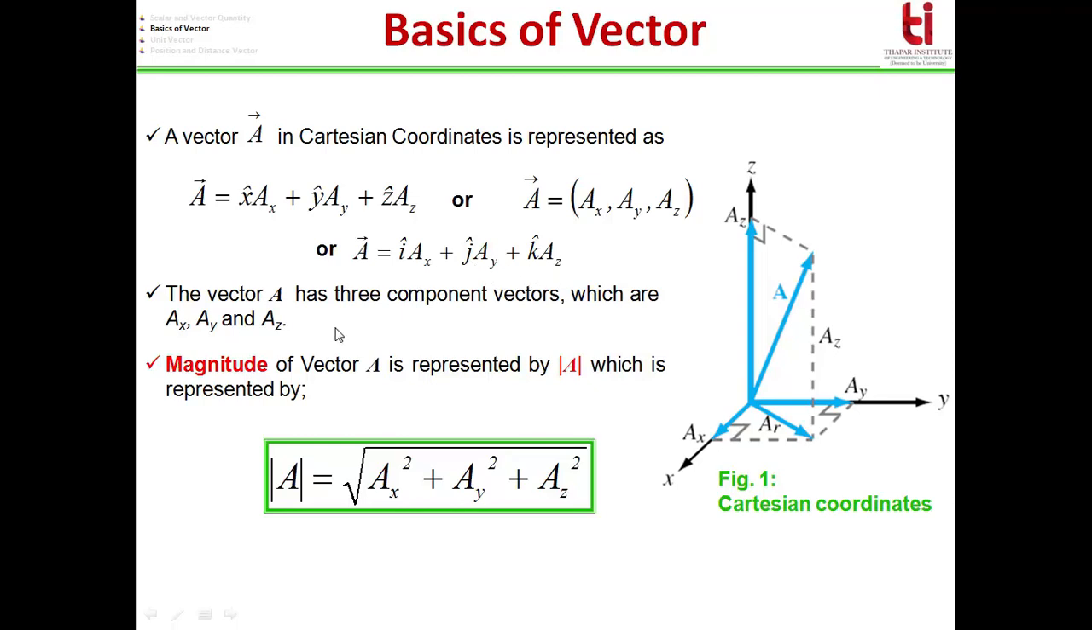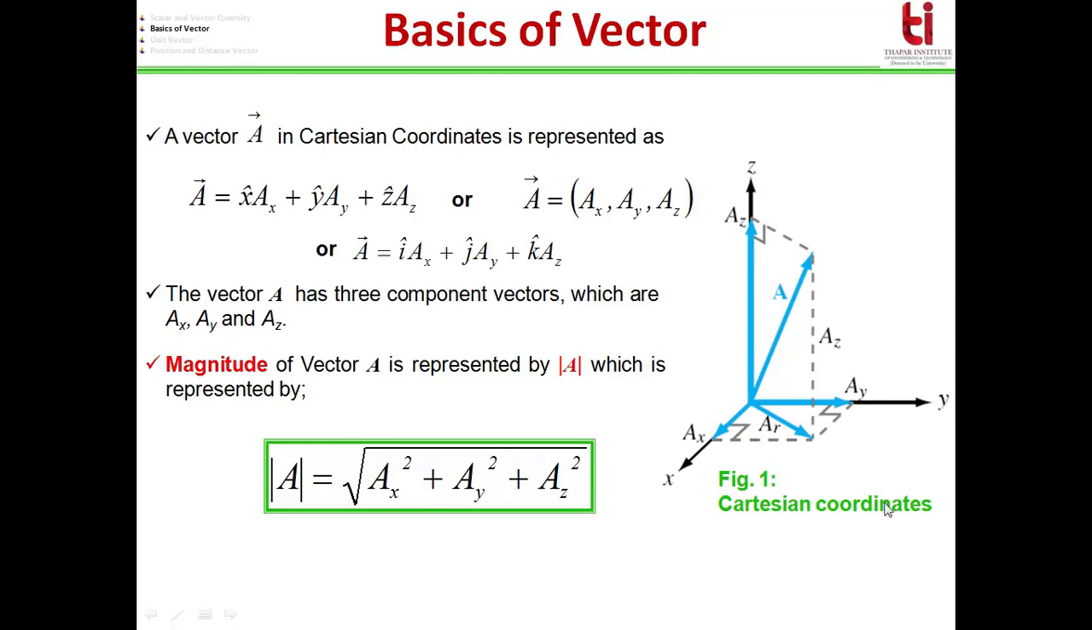Whenever I say vector A, it means A with an arrowhead. No need to say only A or only A with arrowhead. Just saying vector A signifies that A has direction and is a vector quantity with an arrowhead. So the vector A has three components, mainly Ax, Ay and Az, in the x, y, z directions respectively.